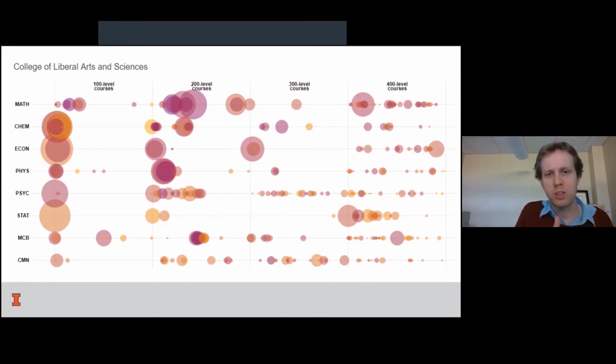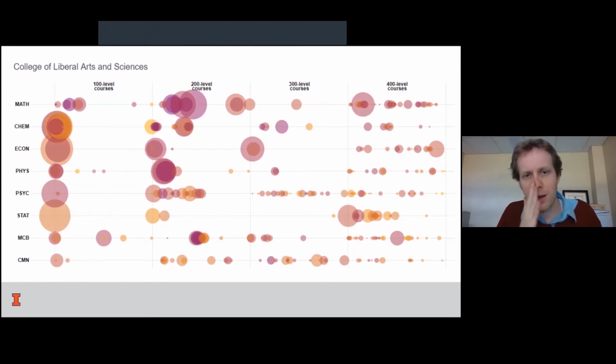So the 100 level courses on the left, then it goes basically from 100 to 199, 200 to 299. I see right around 220 to 240 in the math region. It's this big bruised area. So what is that? Calculus 2. Calculus. Yeah. Oof.